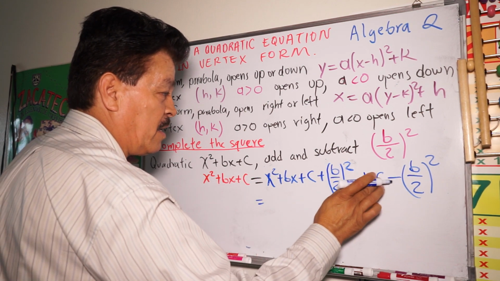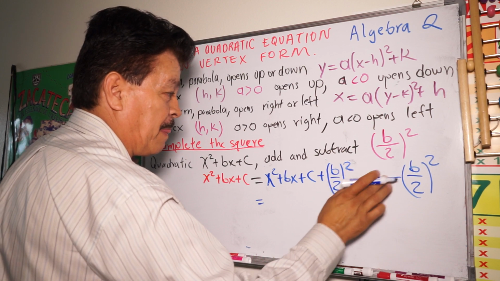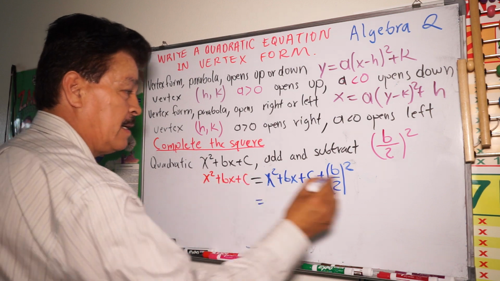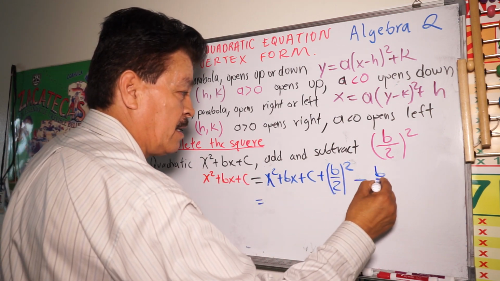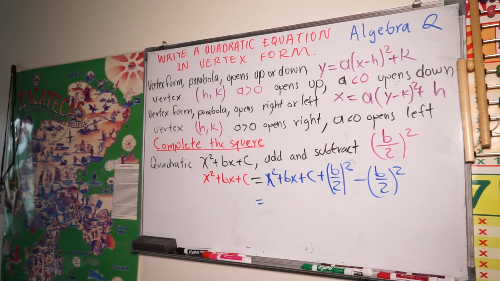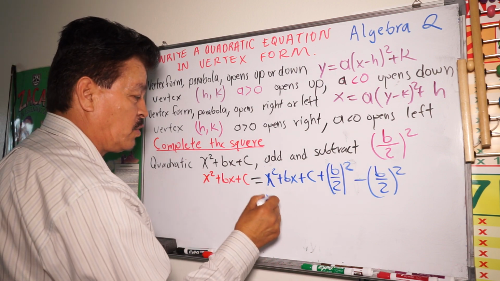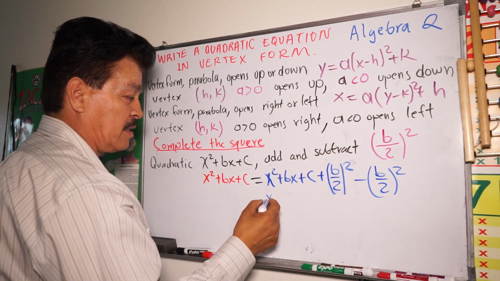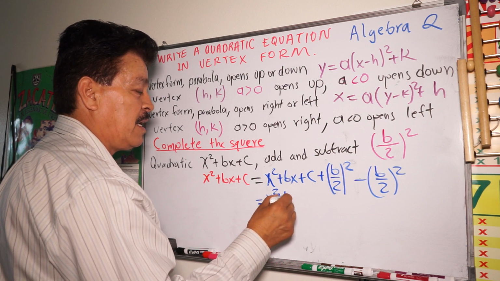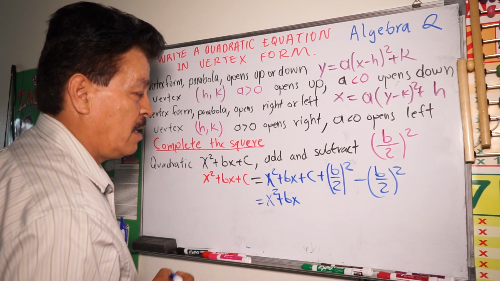The second power minus b divided by 2 to the second power. Okay, just add and subtract, right? That's the first step: add and subtract. So, first step. And second step, now the step that I did: x squared plus bx, right?